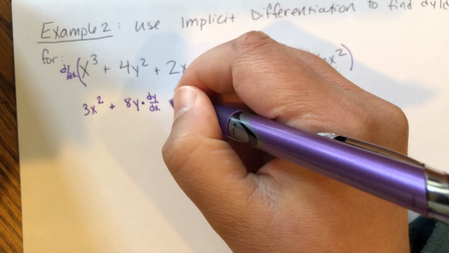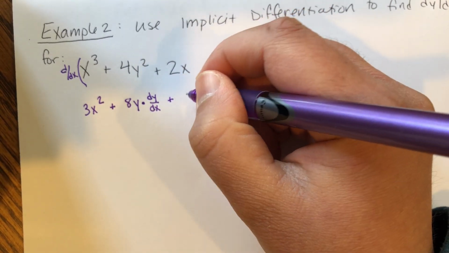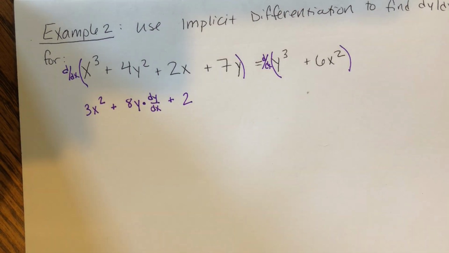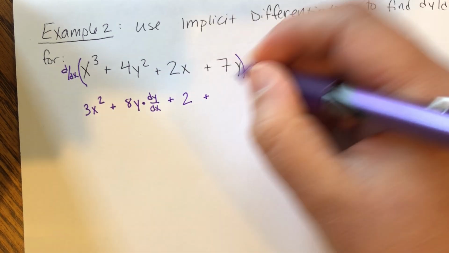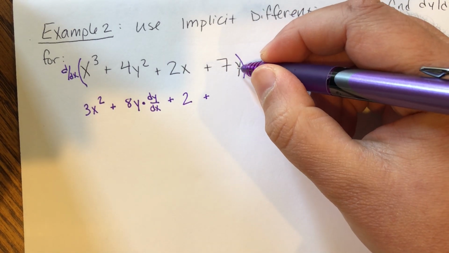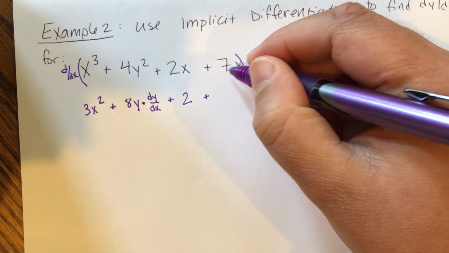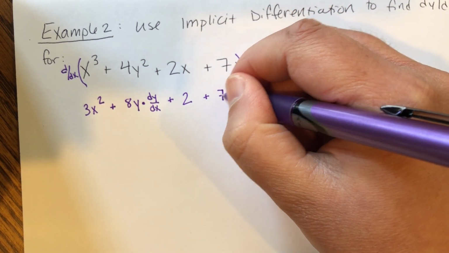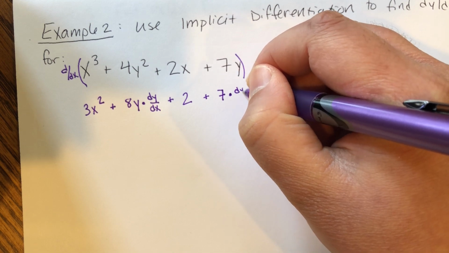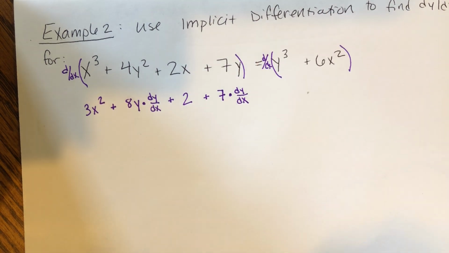Then we take the derivative of 2x with respect to x. That's just 2. Then we take the derivative of 7y with respect to x. Since this is a y term, we take the derivative with respect to y. The derivative of 7y would be 7, but then we multiply by dy dx. So that's our left-hand side of the equation.